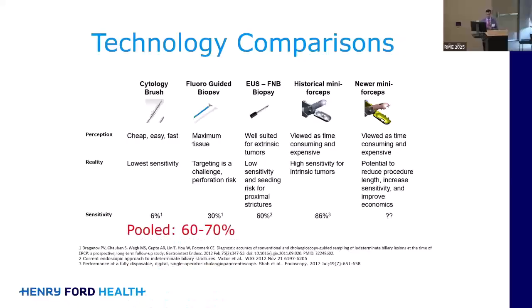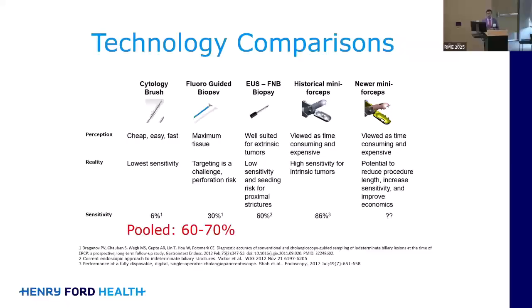Even with both of those, the pooled sensitivities for brushings and high quality intraductal forceps is still 60 to 70%. We talked about EUS and FNB, how it's well suited for lower tumors or a second approach to a hilar mass that you couldn't get a sample of the first time, or a patient who's not a surgical candidate very clearly, but in all other patients approach with a lot of caution.